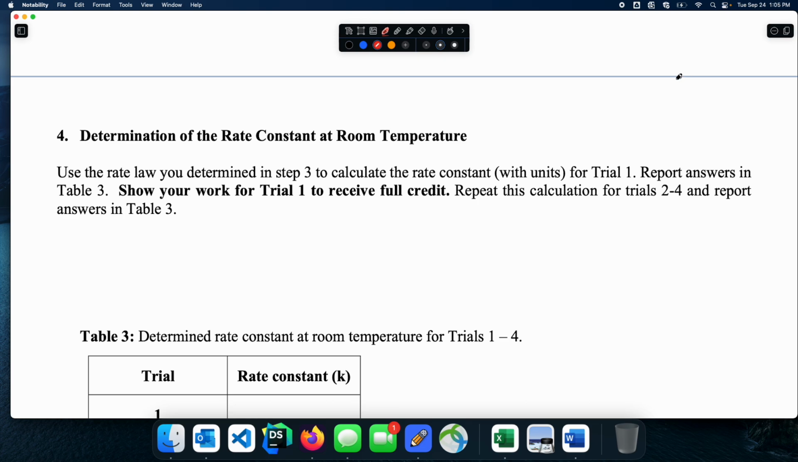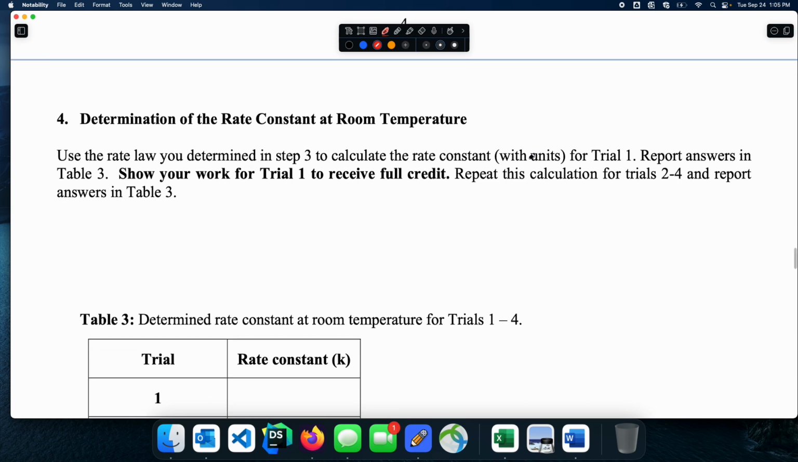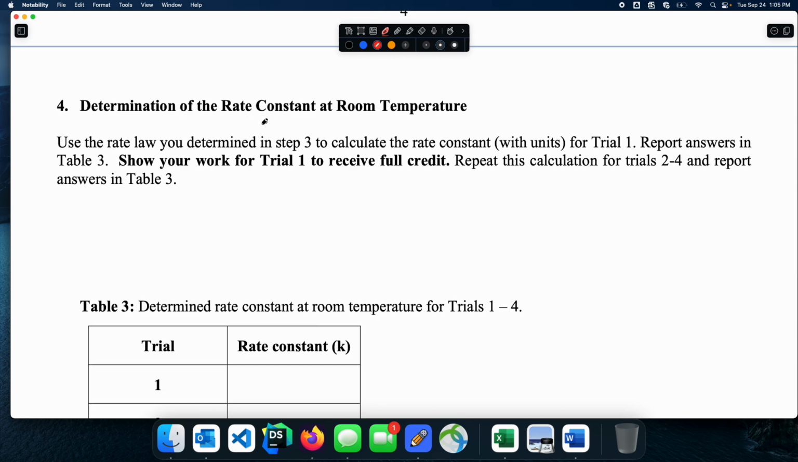I think I'm recording. All right, so let's come over here. And now we're finding the rate constant. Gotcha. Okay, so again, the rate law. Are you getting sick of this? I hope not. It's going to pay you if you don't get sick of it.